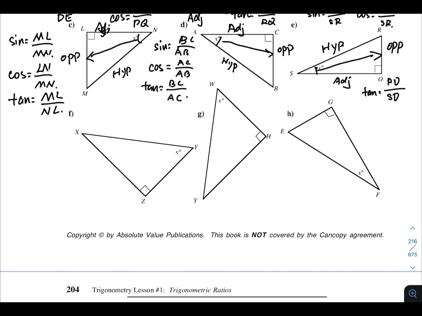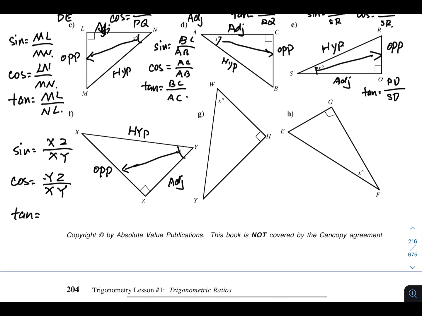Let's look at F. For F, this one is the angle, and this one is the opposite. The longest side is the hypotenuse, and the last one is adjacent. The sine is opposite XZ divided by XY, and the cosine is YZ divided by XY, and the tangent is XZ divided by YZ.